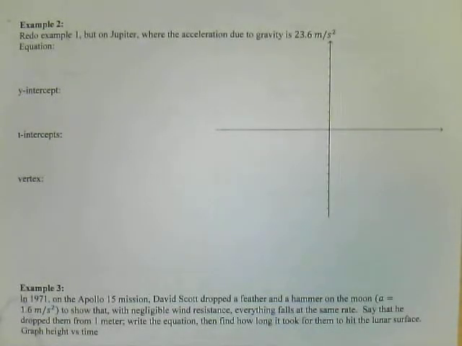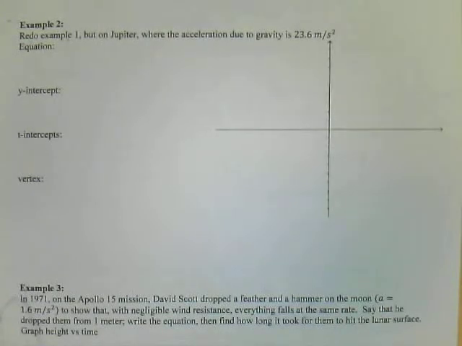Example 2 is really just a reworking of example 1 from the last video, except we're doing it on Jupiter, where gravity is a little bit stronger, actually quite a bit stronger, instead of on Earth. So on Earth, the acceleration due to gravity is 9.8 meters per second squared. On Jupiter, which is a much bigger planet, acceleration due to gravity is quite a bit bigger.